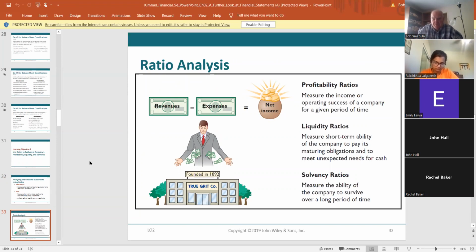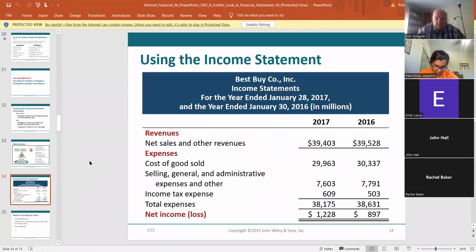Profitability measures the income or the operating success. Liquidity measures the company's ability to pay its current debts right now. We went over this a little bit in chapter 1 when we talked about current assets minus current liabilities giving you the working capital. And then solvency is the ability to survive over a long period of time. So let's see what we got here.